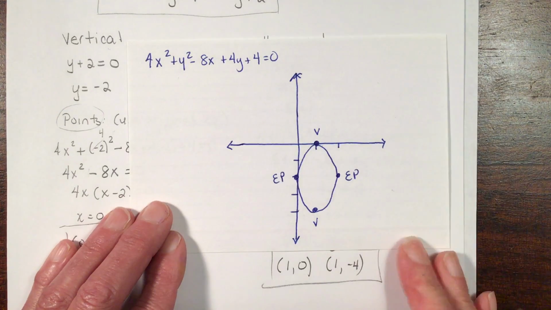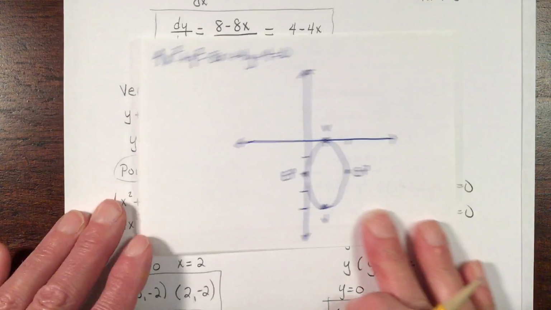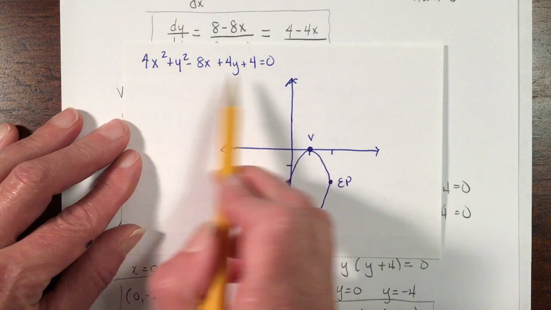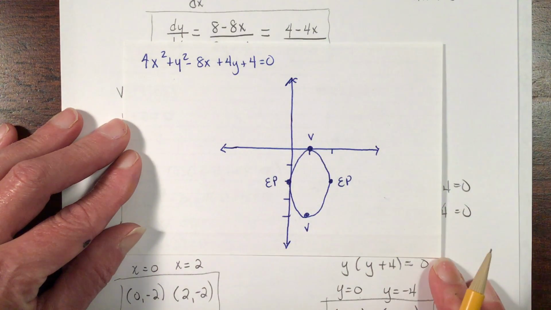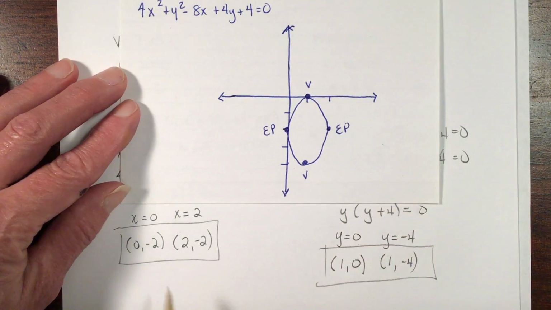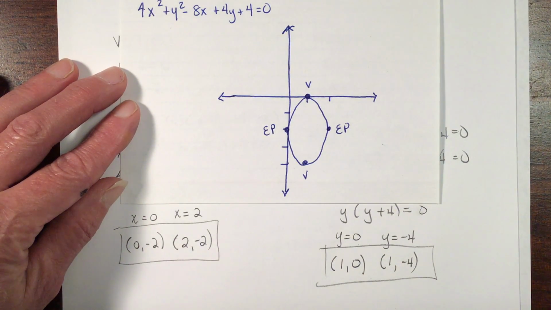we actually dealt with these curves. This is actually the curve of an ellipse, and at the beginning of the year, we completed the square, and we found vertices and endpoints. We found these same vertices and endpoints using calculus now.